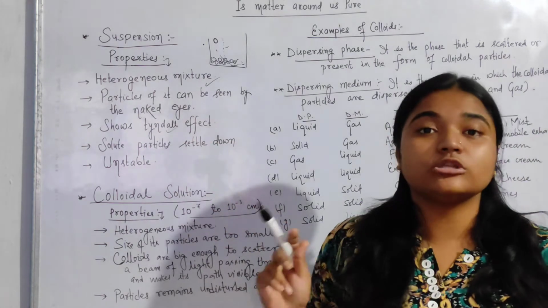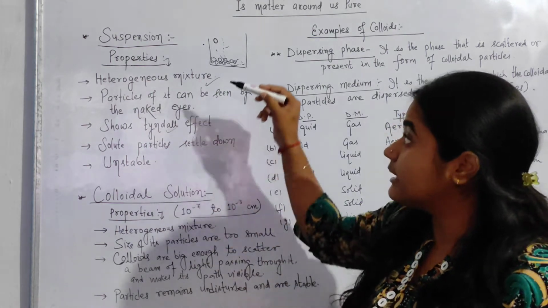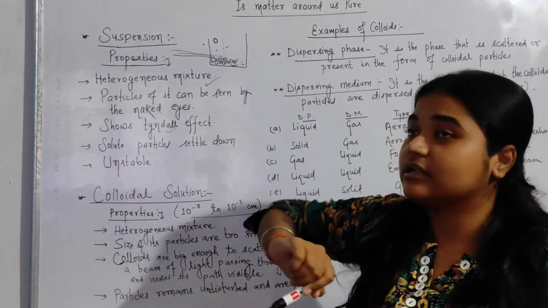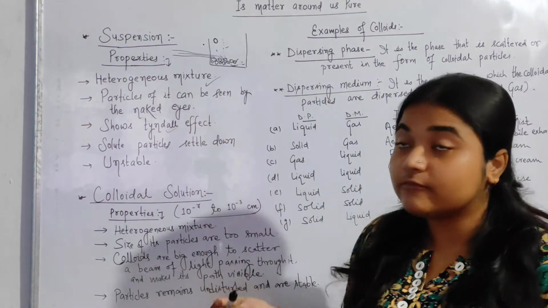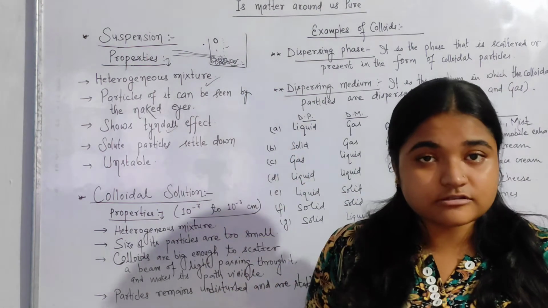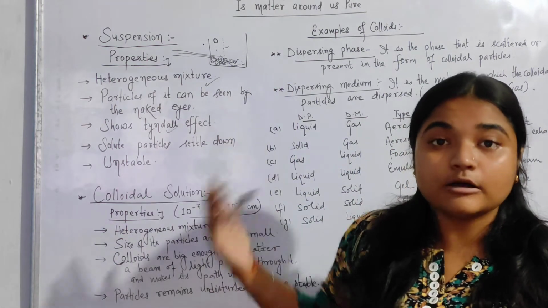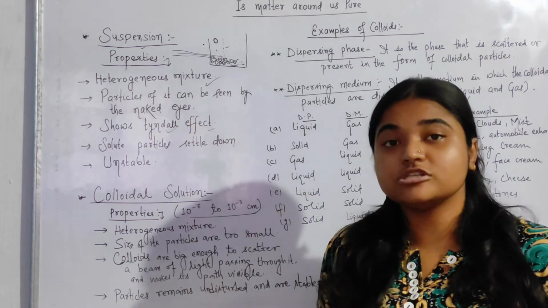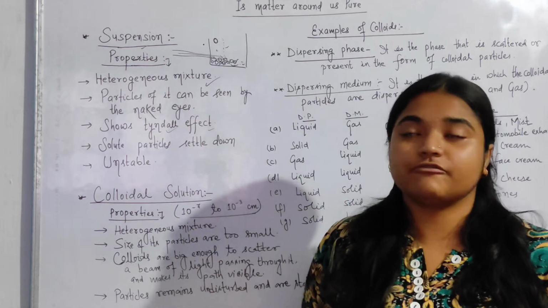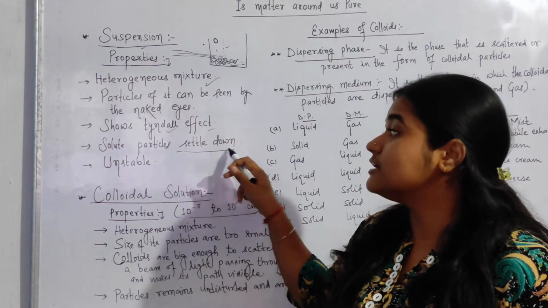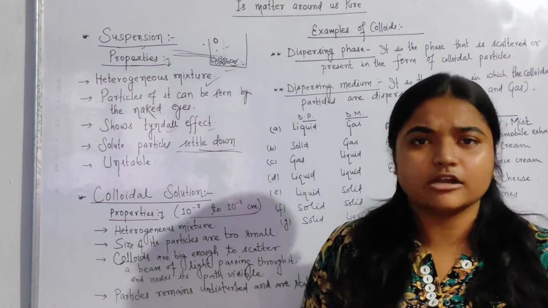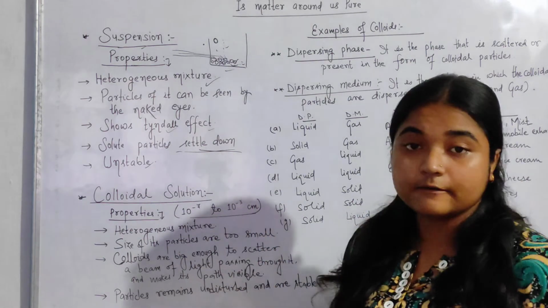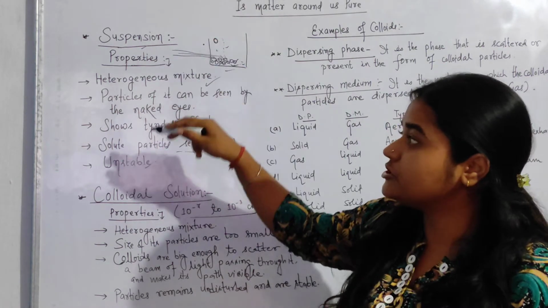Next, it will show the Tyndall effect. Tyndall effect means that whenever light falls on these particles, it will be scattered. Why will it be scattered? Because the light is getting a surface, so it is getting reflected, bouncing, isn't it? That is why we can say that the suspension is a heterogeneous mixture which shows the Tyndall effect, and its particles settle down in the given container. Also, these are unstable. Clear? So this was all about suspension and its properties.